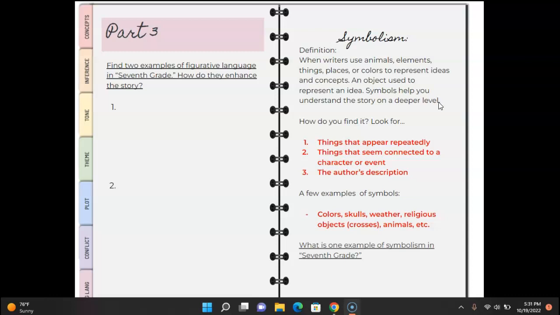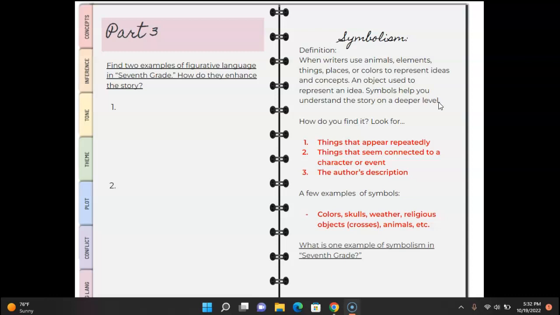Skulls are a symbol that we usually associate with death. Weather is something that we associate with different things, right? Snow and winter versus spring and rain. Religious objects such as crosses or rosaries. And then different animals, right? The bald eagle is a huge symbol for the United States, and many other animals have symbols as well.